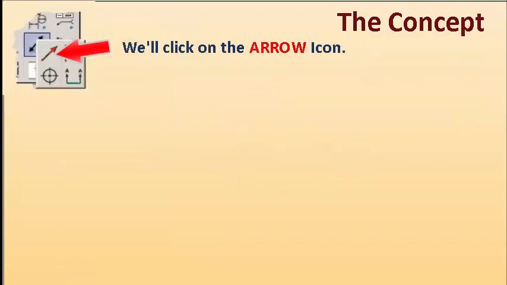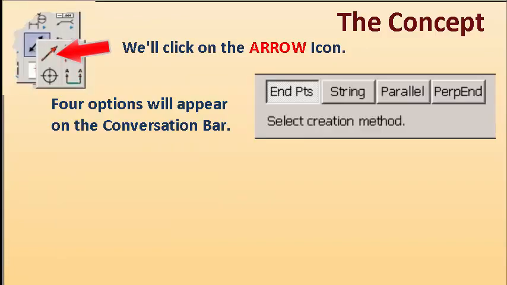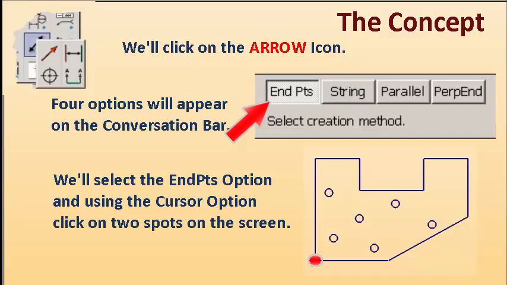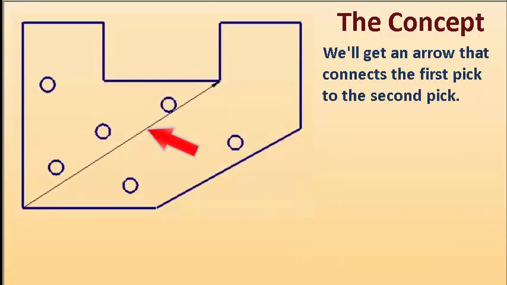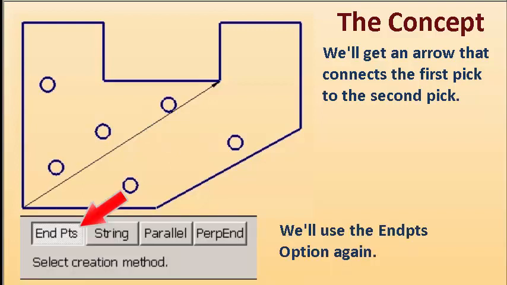We'll click on the arrow icon. Four options will appear on the conversation bar. We'll select the endpoints option, and using the cursor option, we'll click on 2 spots on the screen. We'll get an arrow that connects the first pick to the second pick.